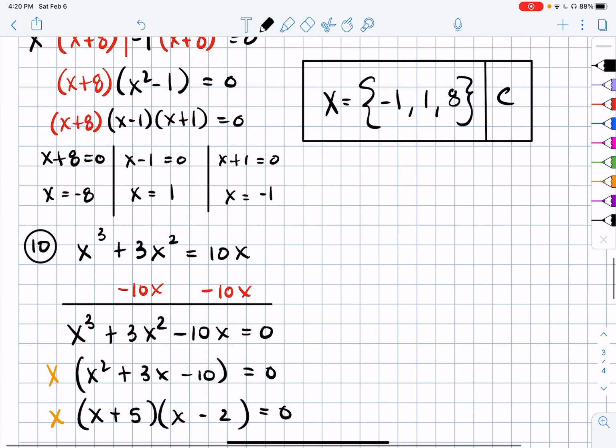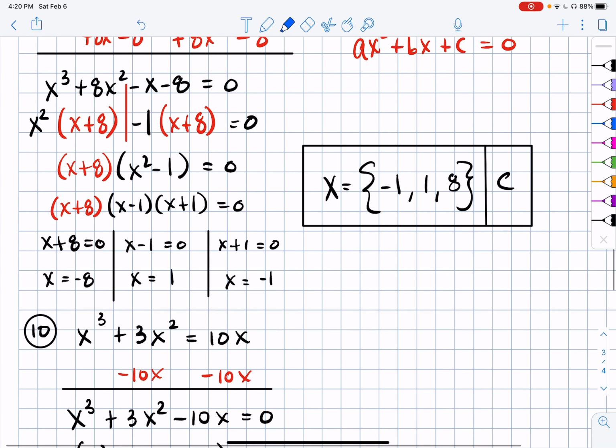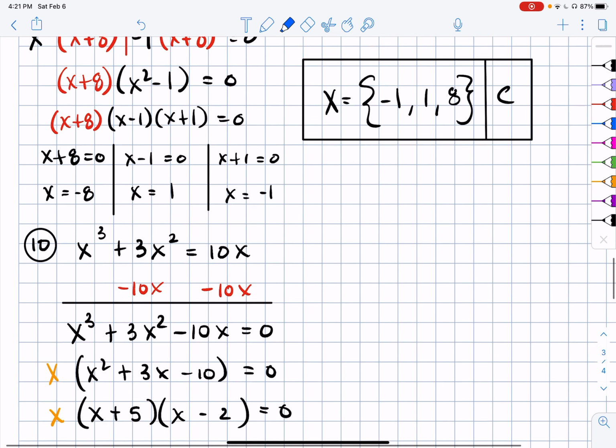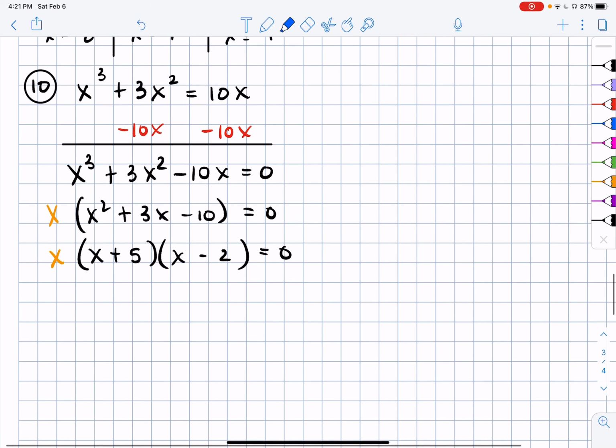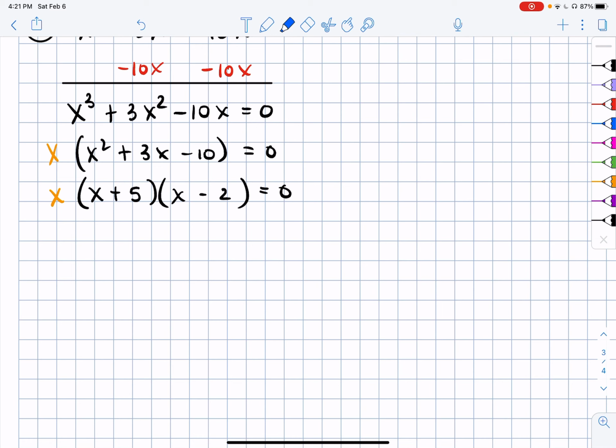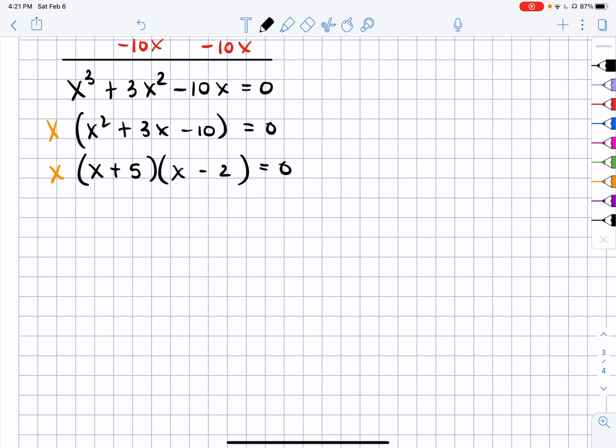Now, just a reminder, I said this once in the notes, but I'm going to remind you anyway. When you look at this, the highest power is going to tell you how many solutions you can get. That's the reason we have three solutions here. I have a cube here, so I'm going to get three solutions. You have to be careful here: I have to take this first x in orange and set that equal to 0 as well. Please be careful with that.